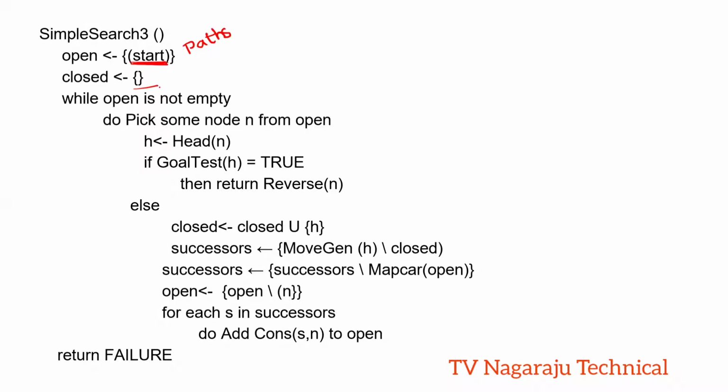Anyway, you know that one. Closed is initially empty, and the closed contains all the explored nodes. Now, first step: open is not empty, which means it consists of some set of states. Now, what am I doing? Pick some node from the open. These two steps are common in any algorithm. If the open is not empty, pick some node from the open. Now, what is this step?